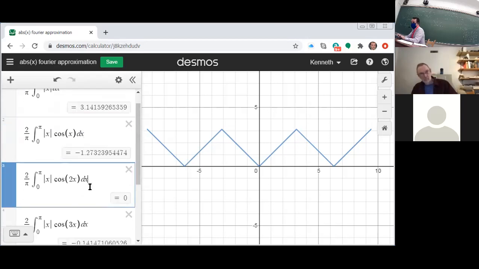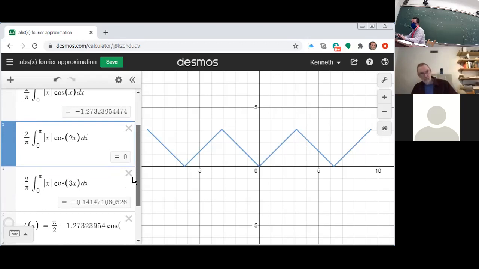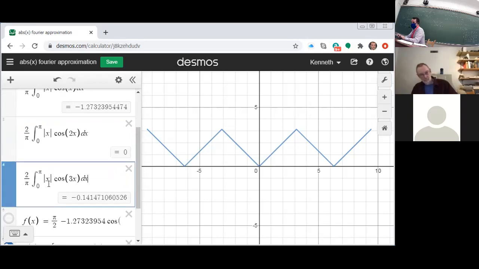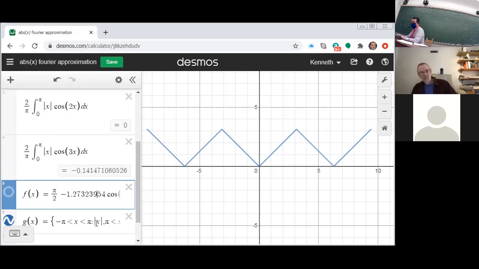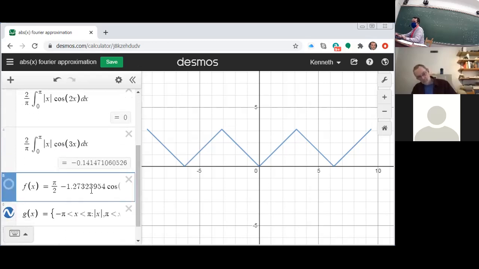The next one was 0, so that doesn't count. And then the next one is cosine 3x, integrating absolute value of x. I got minus 0.14147106052, whatever. I just copied and pasted it to get this approximate Fourier series. I did this totally with Desmos and numeric integration. It didn't take me that long. So I'm scrolling through and seeing the thing. This is just a Fourier series with 3 terms. And look at that.